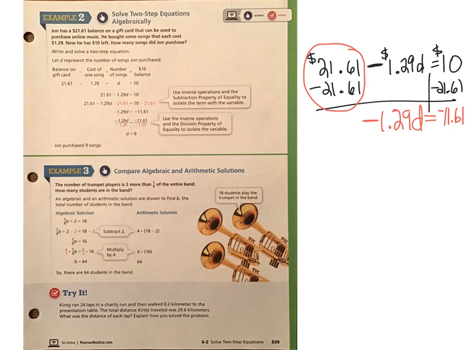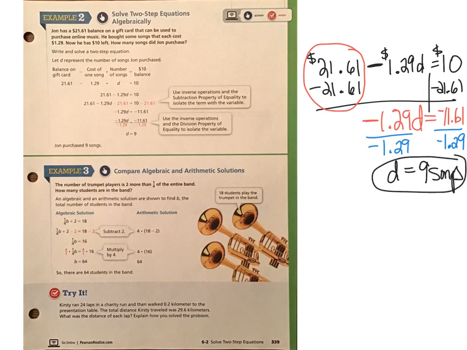as you solve this, you are going to be dividing both sides by that negative 1 29/100. And do you remember what happens when you have a negative divided by a negative? You get a positive. So $11.61 divided by $1.29 means that he bought 9 songs. What ends up happening is the negatives will cancel each other out to show that the answer is a positive value.